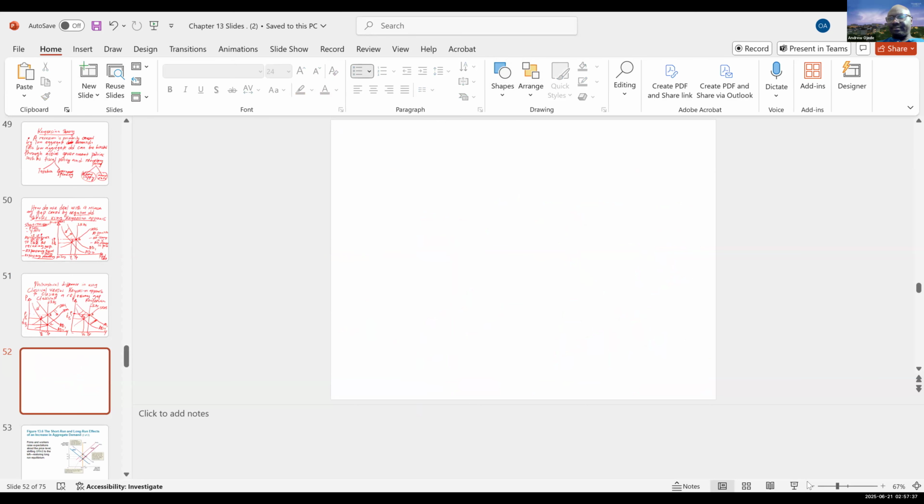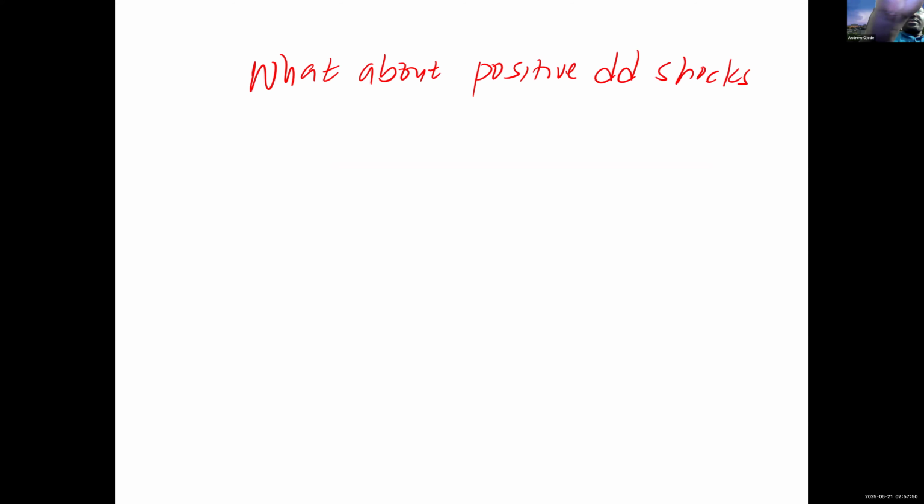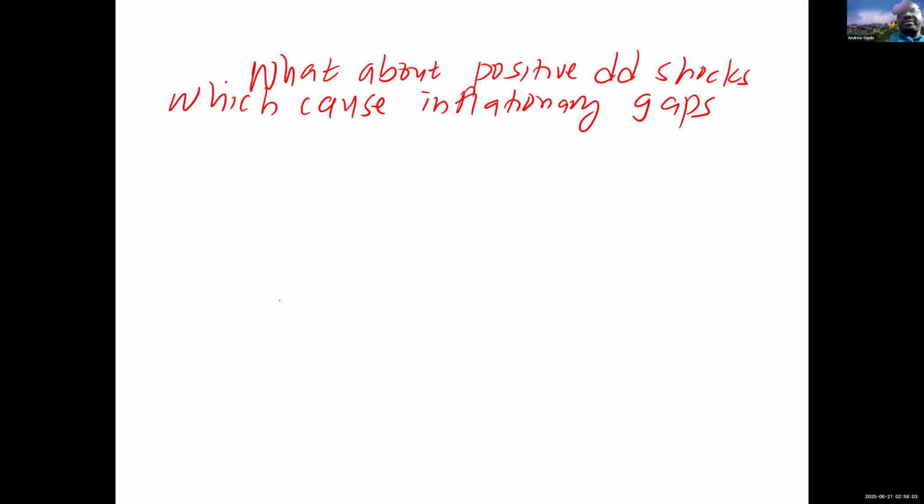Okay, I say what about positive demand shocks, which cause inflationary gaps? How do we deal with them? Using Keynesian or using classical? So let's again compare that.